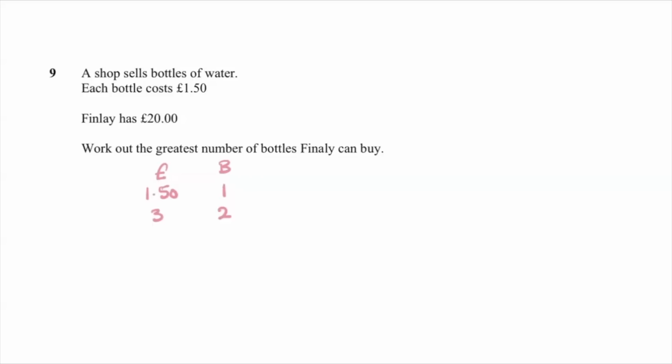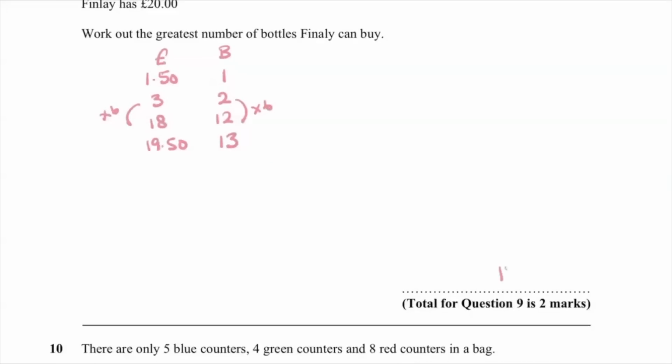So if I times by 6, that is going to get me to £18 spent. And times by 6, and I've got 12 bottles so far. So I've got £2 left. That's enough to buy one more bottle. So I might just show it so my examiner can see exactly how I came up with my answer. And my answer is 13.